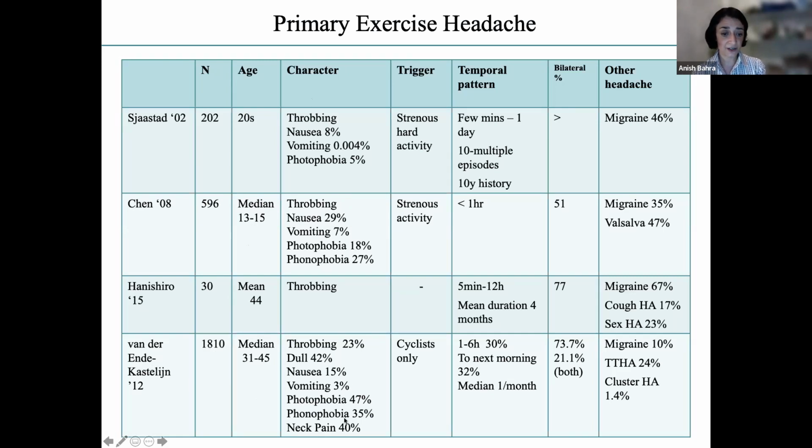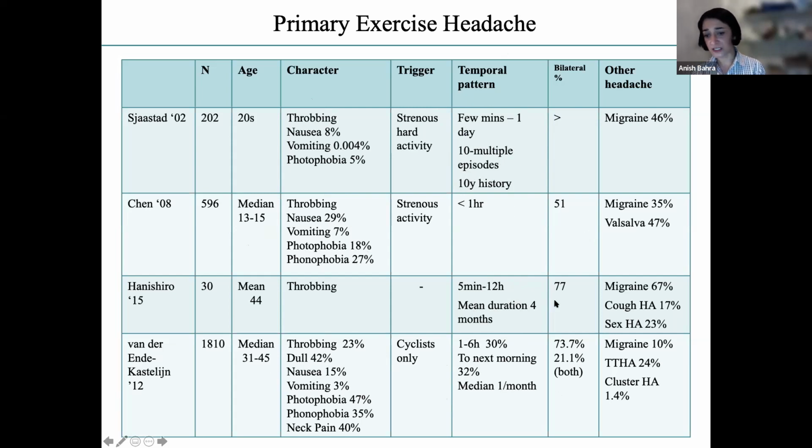The character, they can have migrainous features once the headache is precipitated, but they may have none. Again, few minutes, up to a couple of days. So that's why we have the 48 hours. And then you can have multiple in a day over several years. So here we have a 10-year history in the first study, mean duration 4 months in the third. We don't have the duration in the last study.